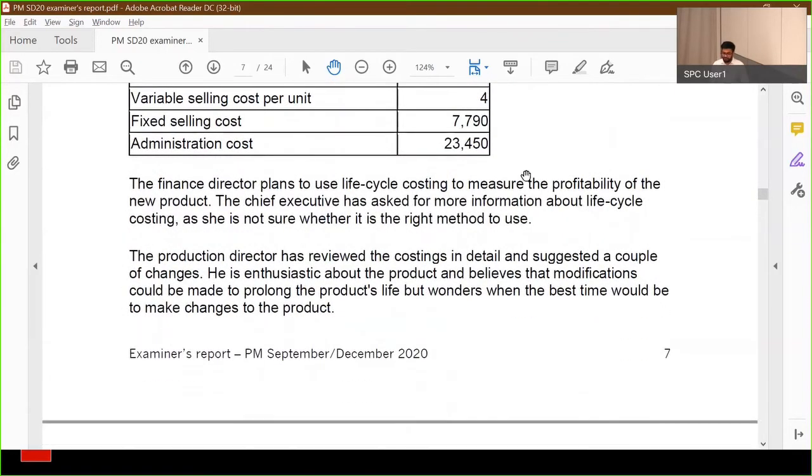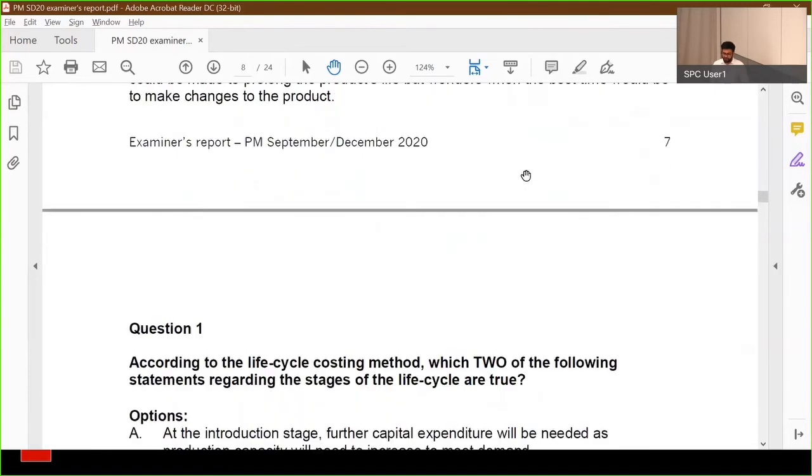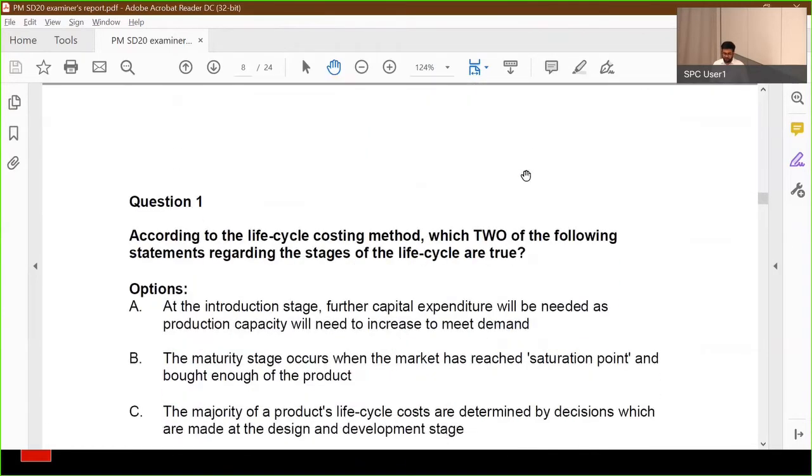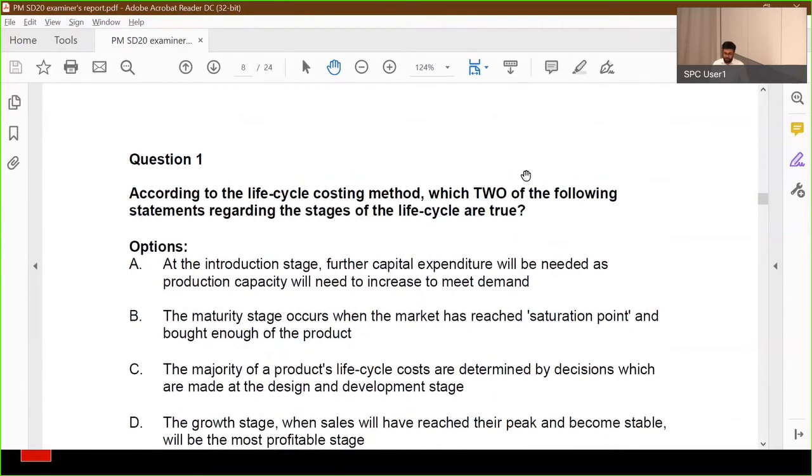Now let's quickly look at the objective test questions that have been asked from this particular case study. Question number 1 is theoretical, and the requirement of the question is: according to the life cycle costing method, which two of the following statements regarding the stages of the life cycle are true? So we'll be reading all these 4 options and we need to find out which 2 options are correct. First of all, you need to emphasize the word two. It means I have to select 2 statements.